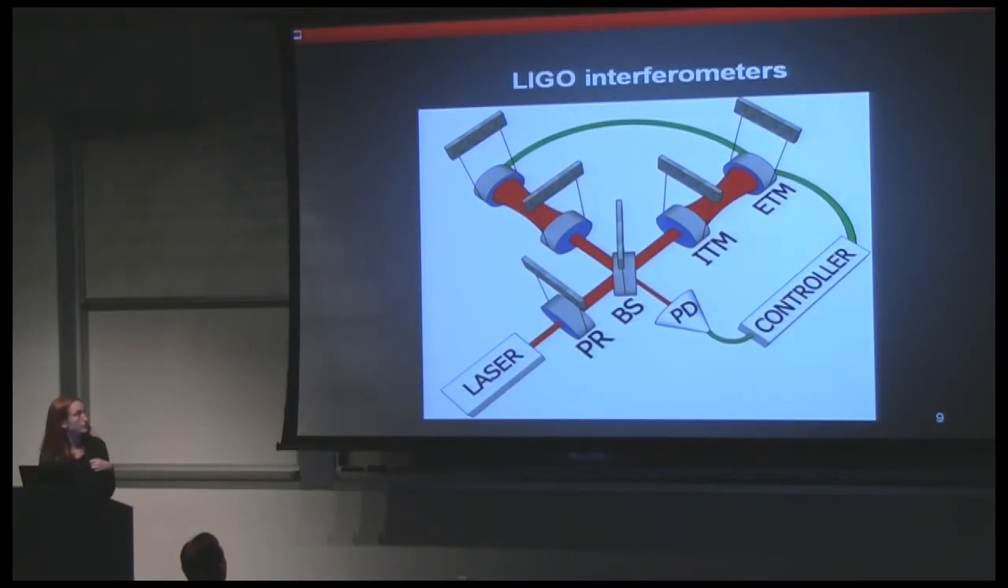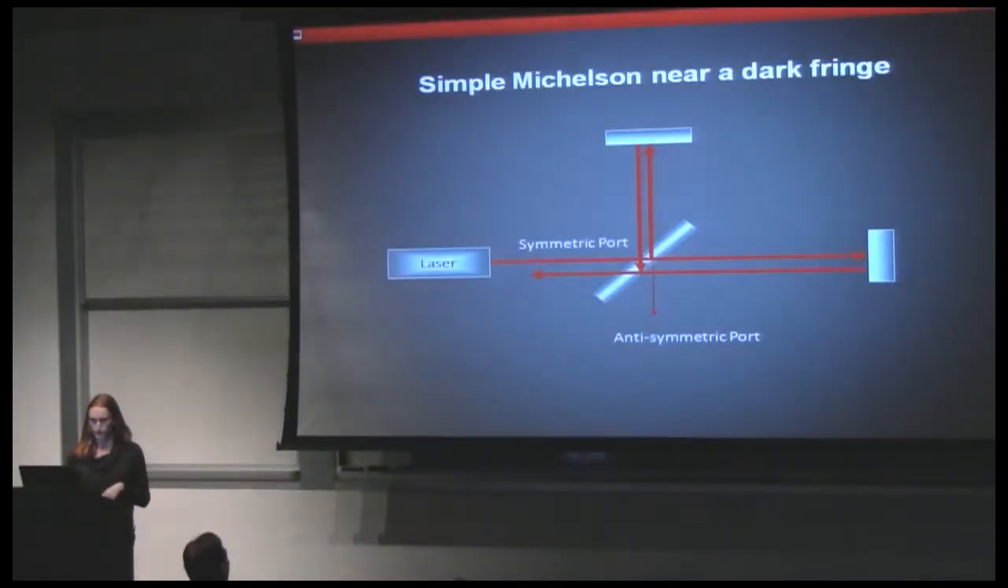So here's just a cartoon of the interferometer. There's 2 4-kilometer long arms. Each arm has a Fabry-Perot cavity that just increases the effective length of the arm by recirculating the light. There's also a power recycling mirror that increases the laser power effectively by just sending the laser light that would exit the interferometer back in. And this PD over here at what we call the antisymmetric port is where the gravitational waves are detected.